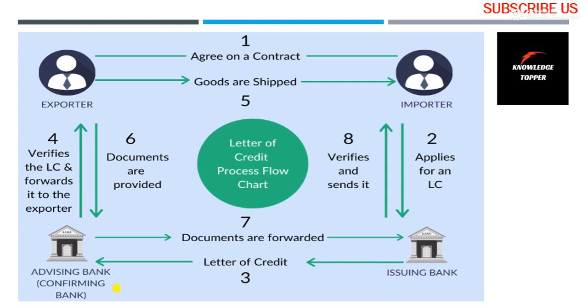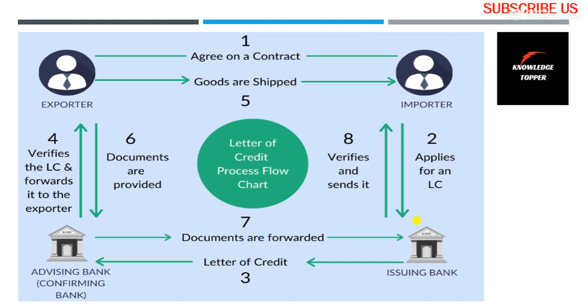Now the very first step: the trade parties agree on the contract and also agree to the use of LC. So this is the first step. Now the second step is that the importer applies to the issuing bank to issue an LC in favor of the exporter.